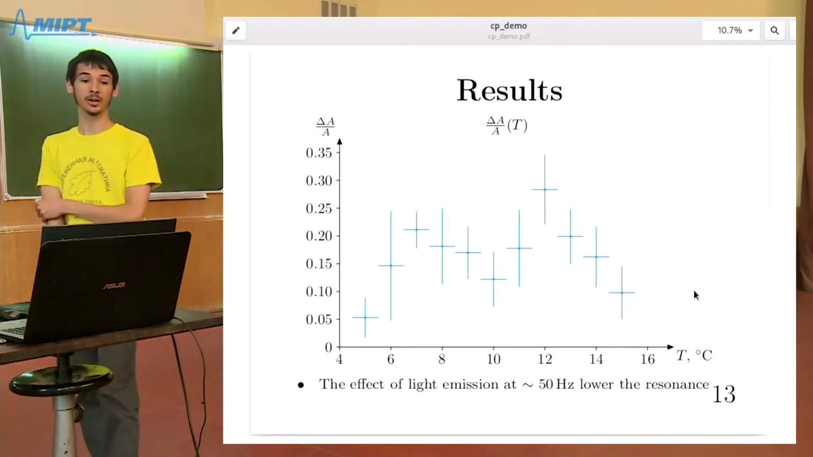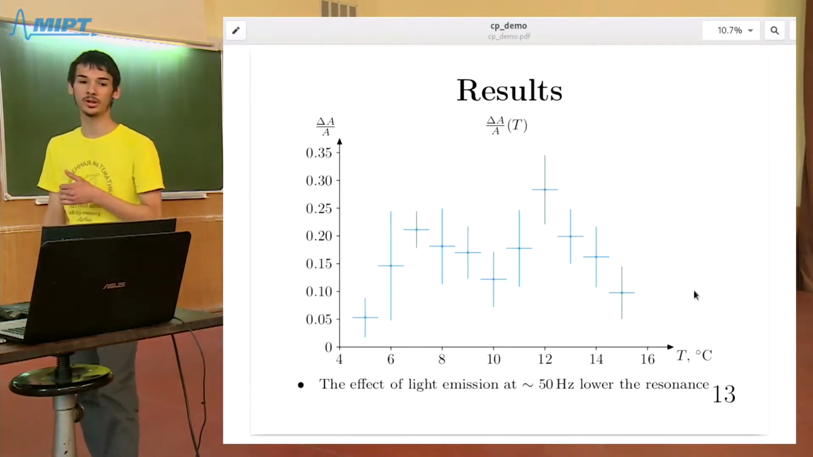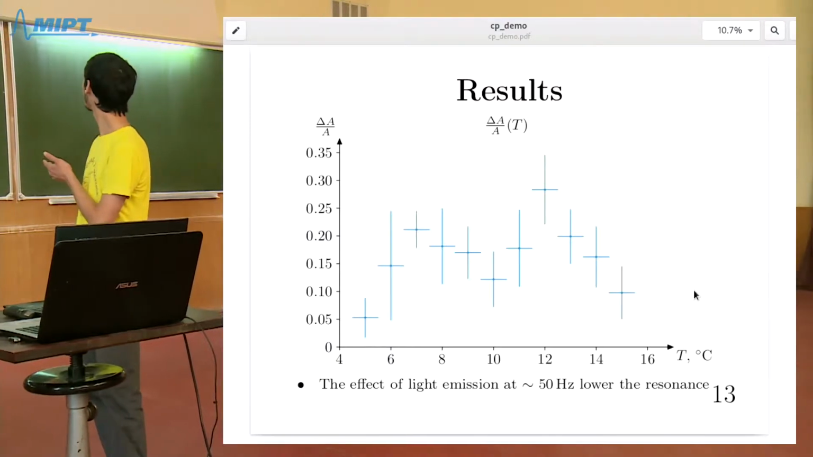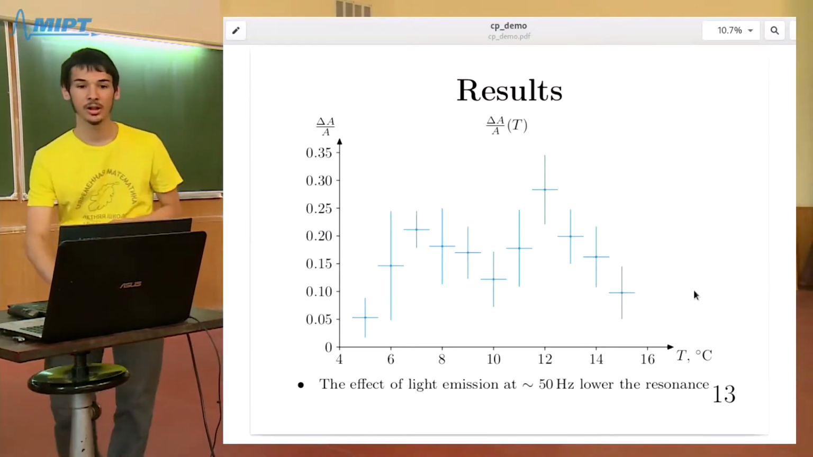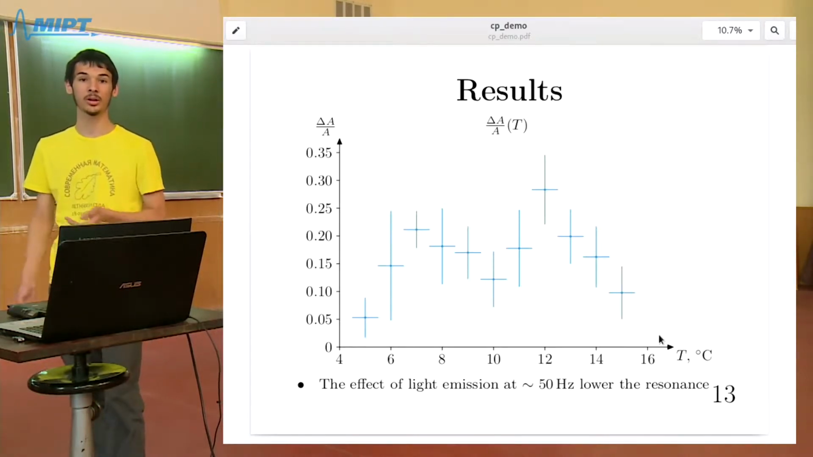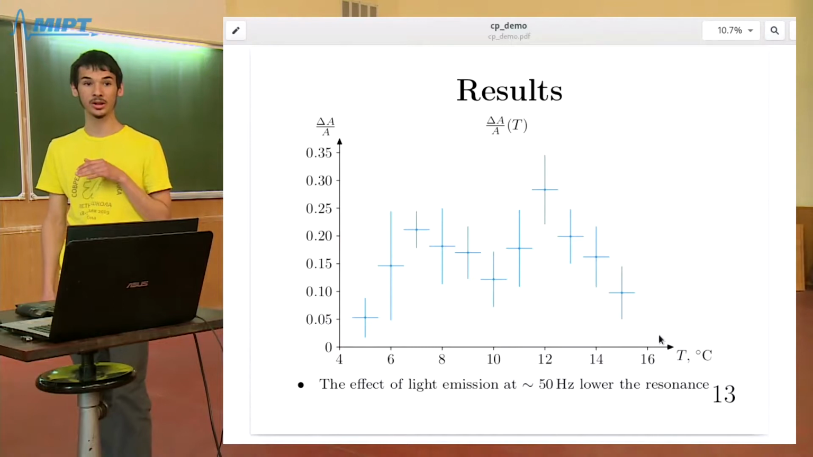On the plot, it can be seen that there is some dependence on temperature. For low temperatures, it seems to be increasing, and for high temperatures, it seems to be decreasing. Also for this data set, at 16 degrees Celsius, the sonoluminescence wasn't registered at all with all amplitudes. However, if we lower the frequency from the resonance frequency by something like 50 Hz, sonoluminescence was registered once again. This is a phenomenon, and we don't know why this happens, but it's interesting.